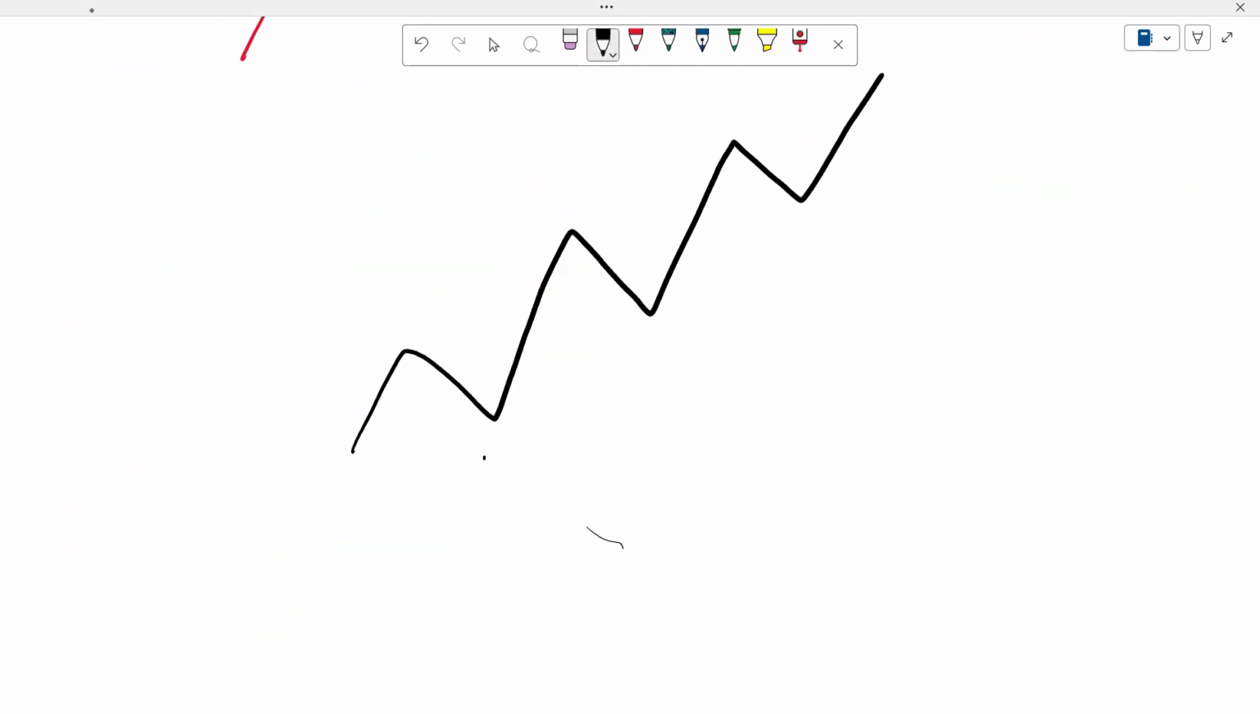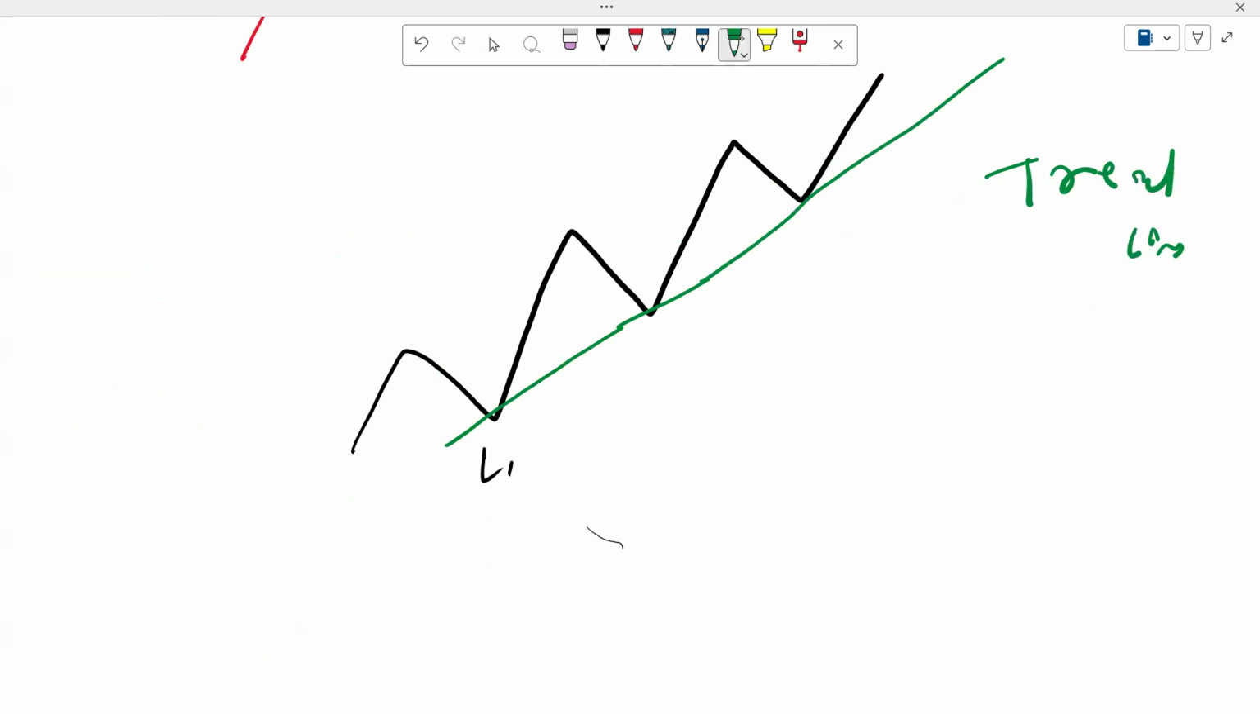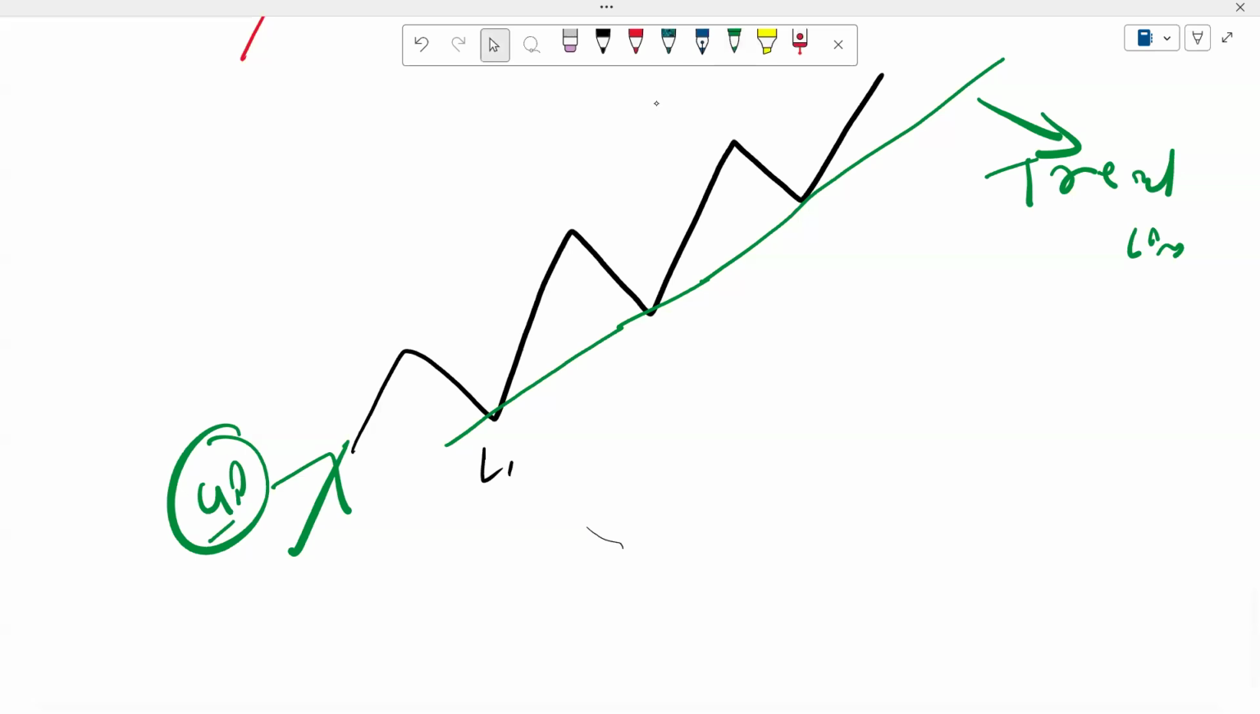See, if a pattern is like this, these are the lows, and by joining the lows you make this trend line. This is your trend line. So this trend line is giving an observation here, that this uptrend will continue as long as it is taking support from this trend line. So in this uptrend you can stay in till your trend line is intact.